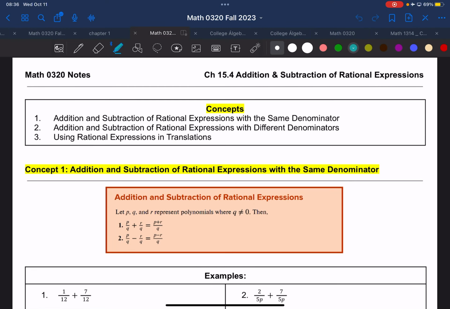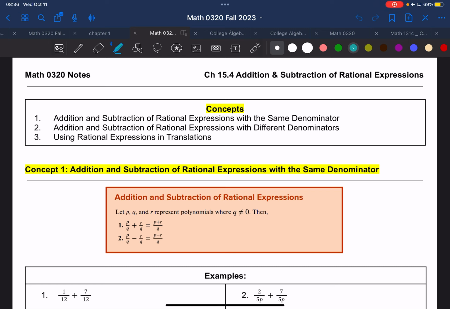Okay, so topic 15.4, adding and subtracting rational expressions. We're going to go over 3 concepts. The first concept is adding and subtracting when we have the same denominator, and then adding and subtracting when we have different denominators, and then using rational expressions in translations.